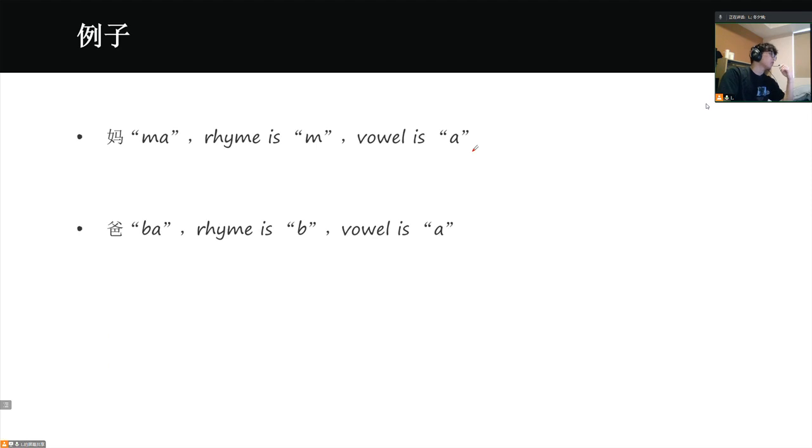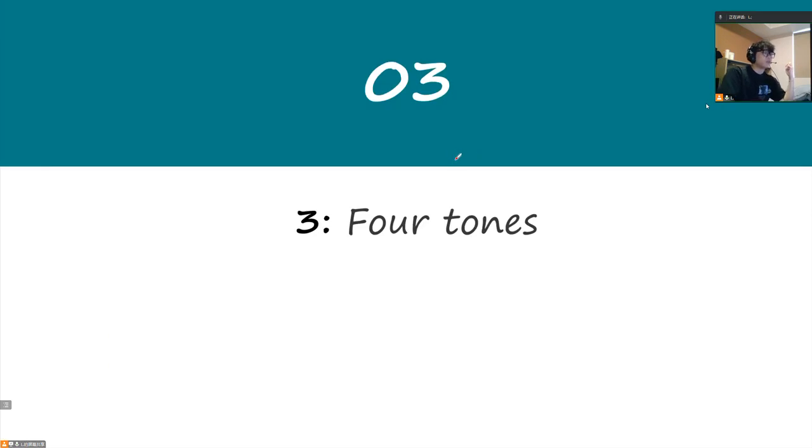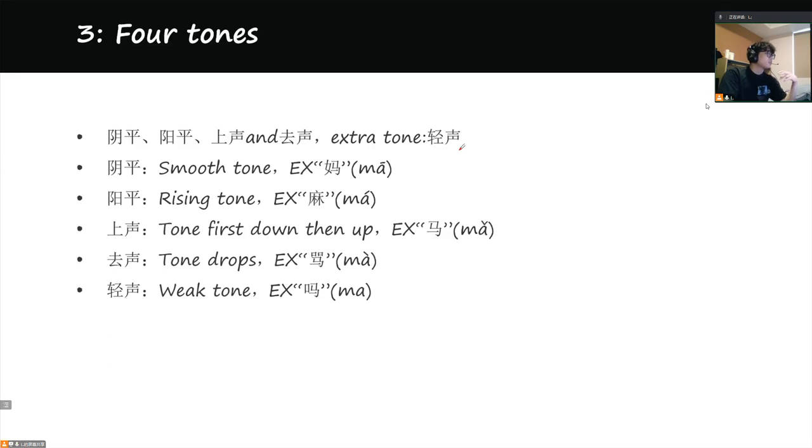Okay, so we continue. The next topic is about tones. We say we have four tones in Chinese, but we actually have five tones. The first one is 阴平, the next is 阳平, 上声, 去声, and an extra tone of 轻声.